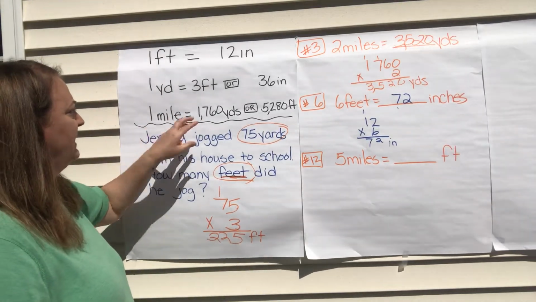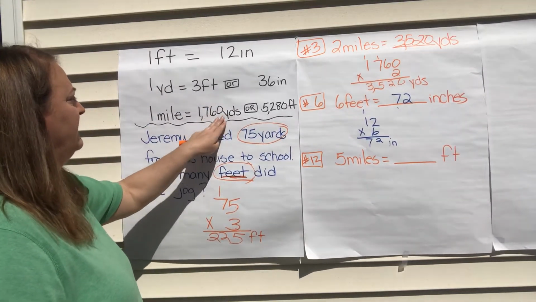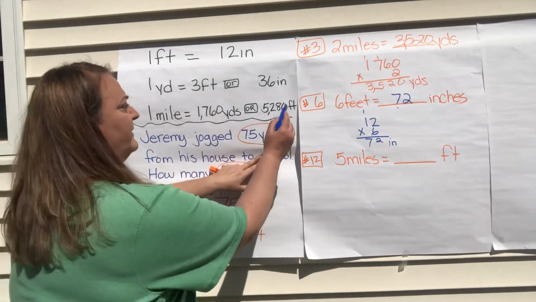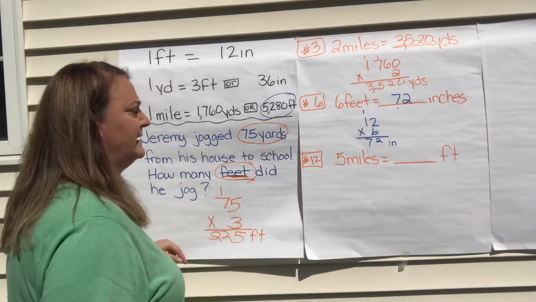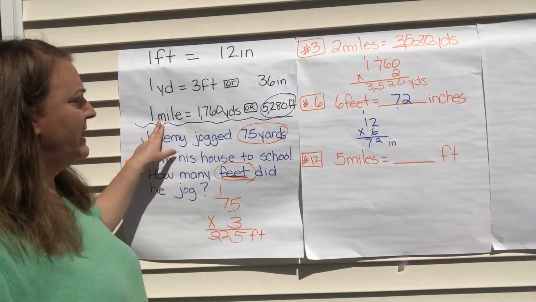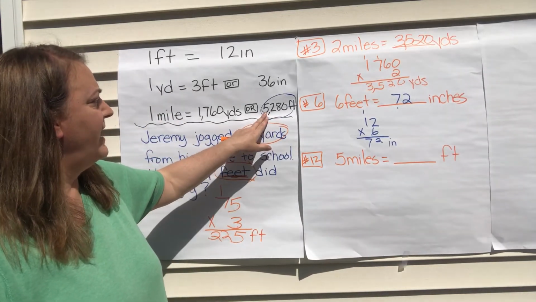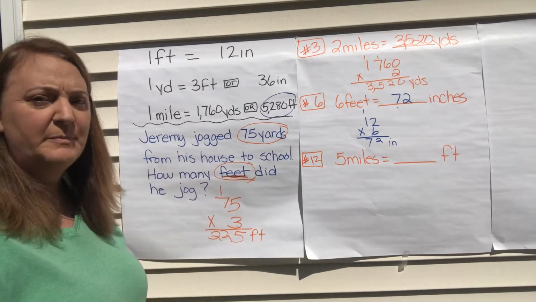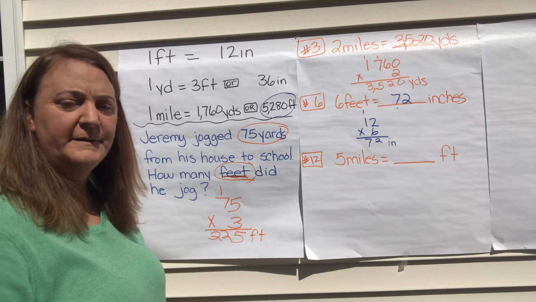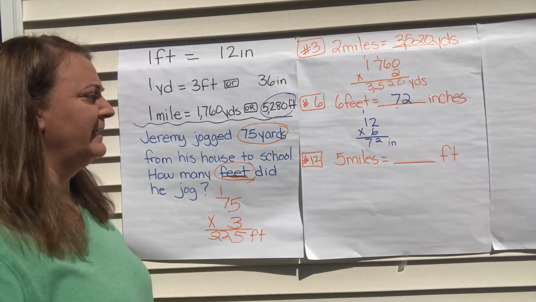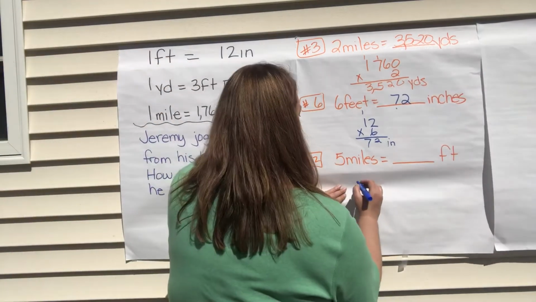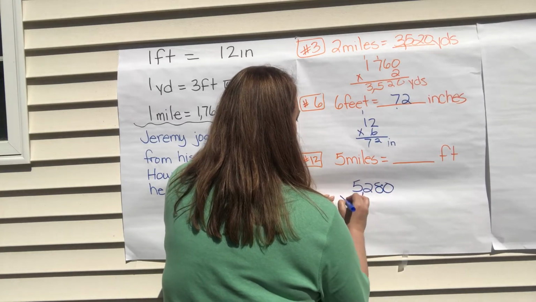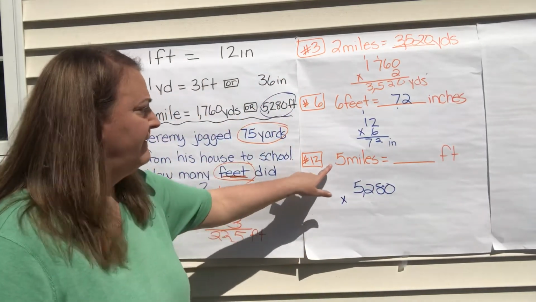1 mile. We're not talking about yards. We know we can figure out how many yards are in a mile. We're going to talk about this section over here, feet. So if 1 mile is 5,280 feet, we would have to multiply that by 5 to find out how many would be in 5 miles. So I'm going to write 5,280 times 5 miles.